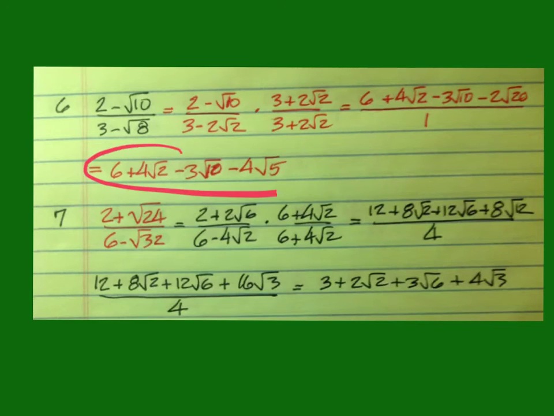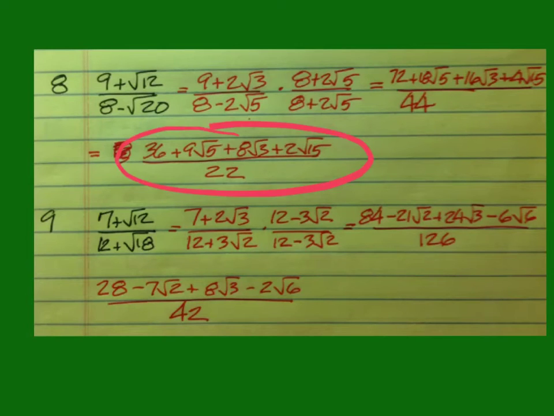Number 6 should be 6 plus 4 square root of 2 minus 3 square root of 10 minus 4 square root of 5. And then number 7 is 3 plus 2 square root of 2 plus 3 square root of 6 plus 4 square root of 3. Number 8 should be 36 plus 9 square root of 5 plus 8 square root of 3 plus 2 square root of 15 over 22.